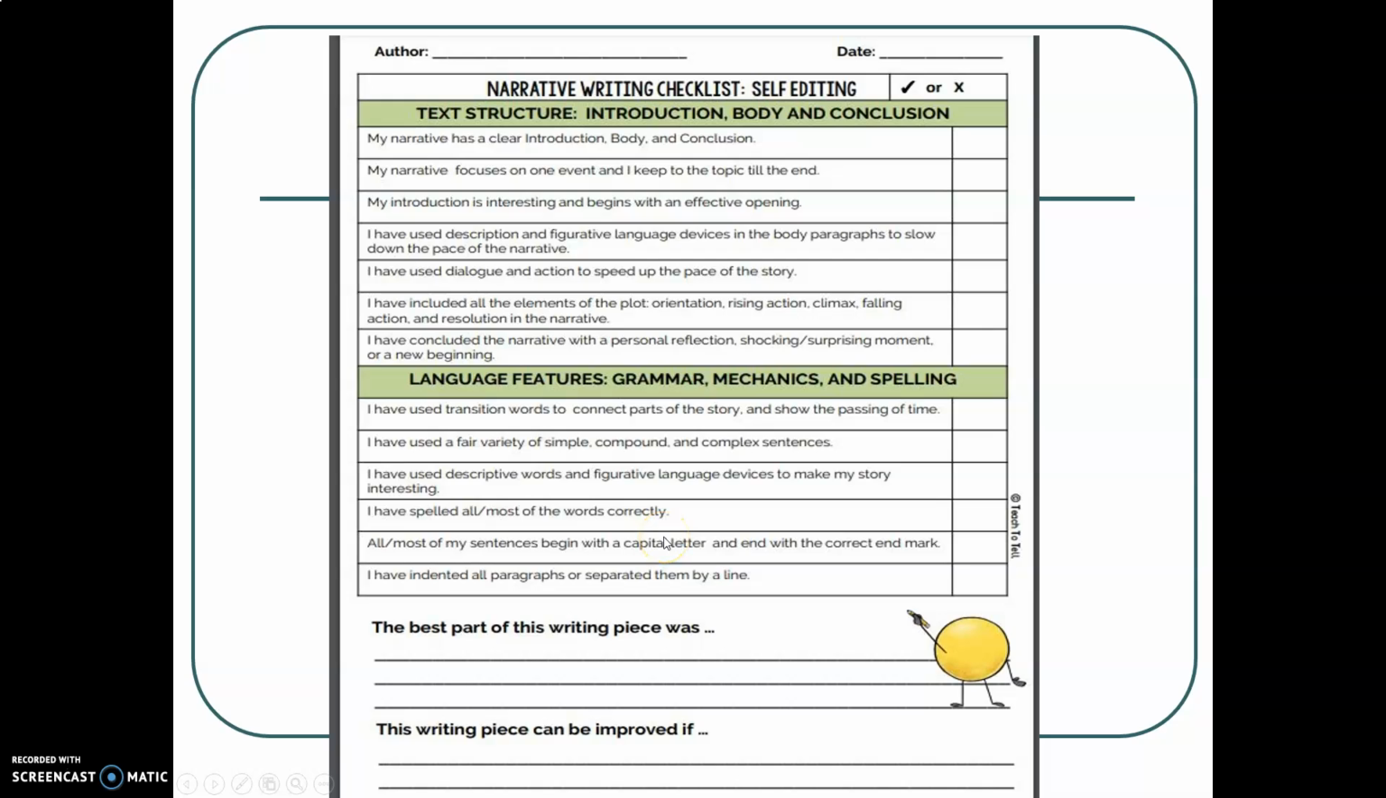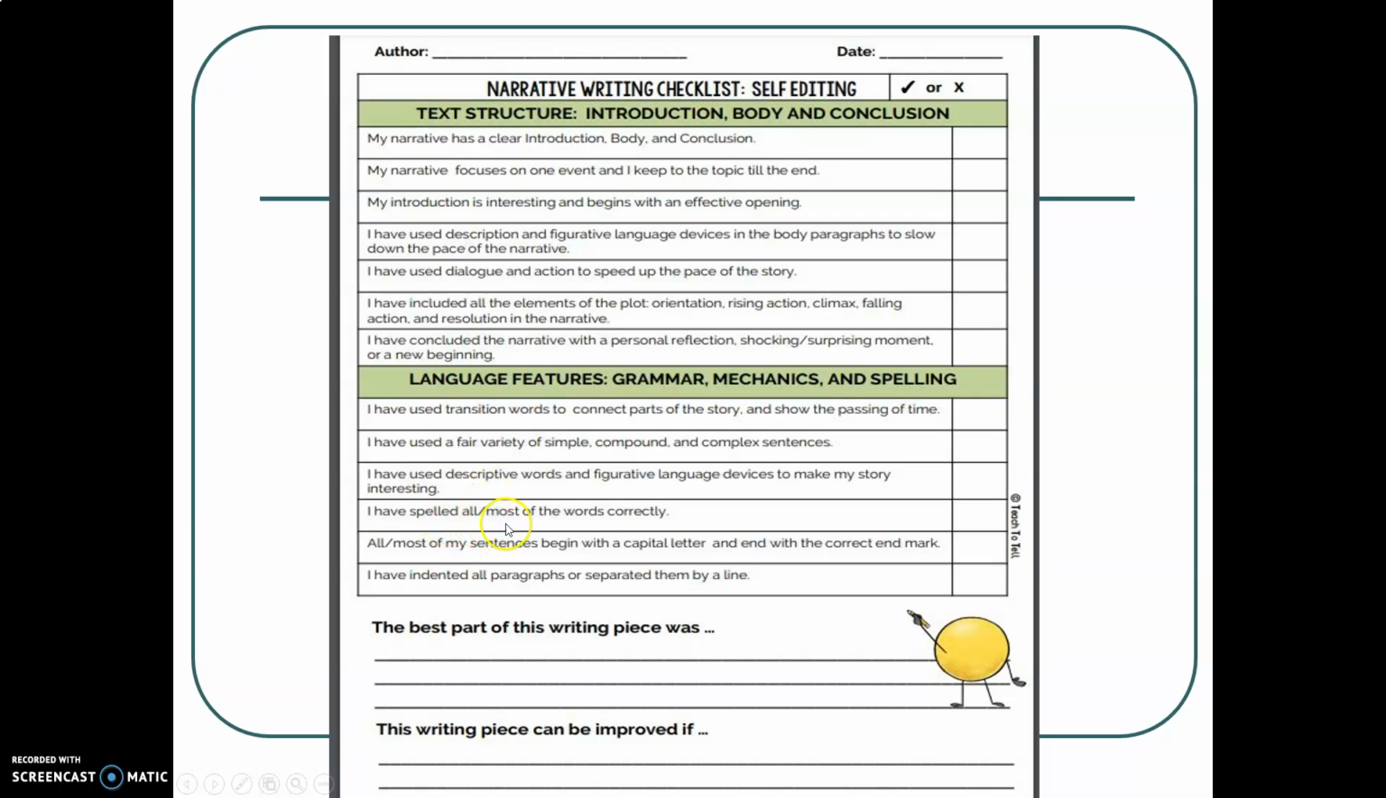Don't forget you have dictionary.com you can use on the internet if you're on the computer and you don't have a regular book dictionary. I have used transition words to connect parts of the story and show the passing of time. For example, the next morning, one day, or try to use some words other than just finally or next. I have used a fair variety of simple, compound, and complex sentences. I have used descriptive words and figurative language devices to make my story interesting.